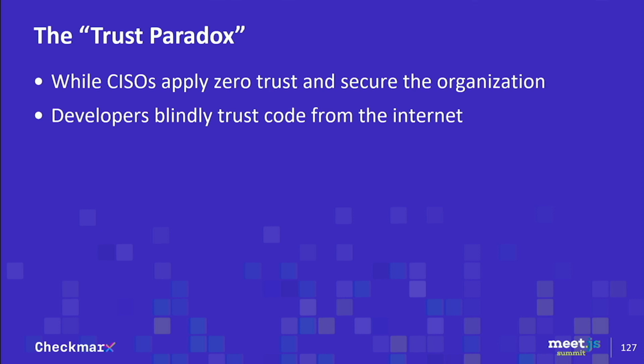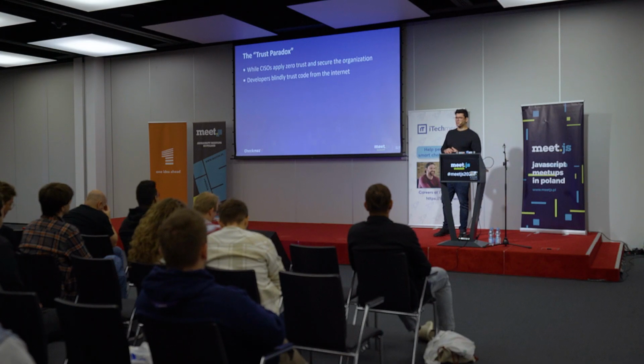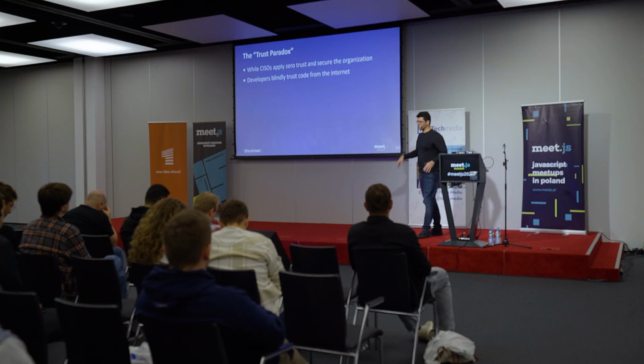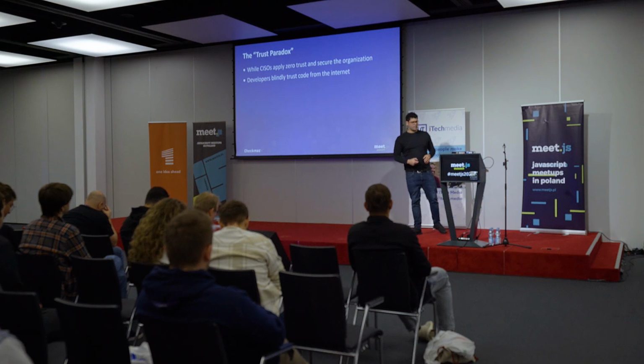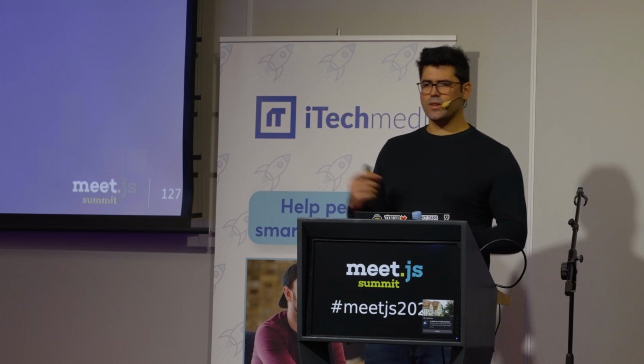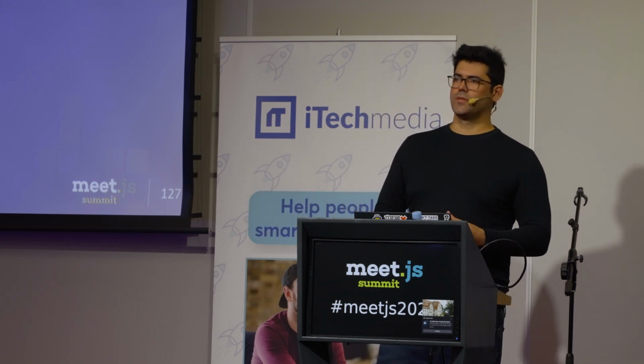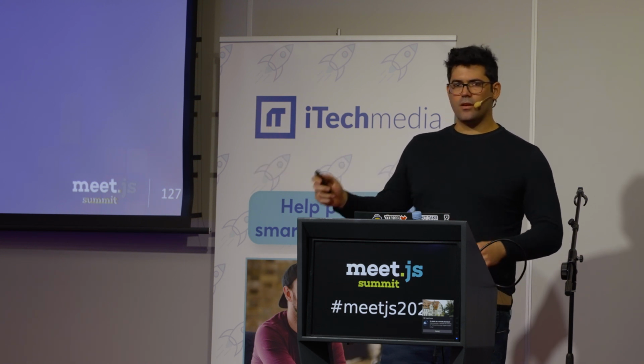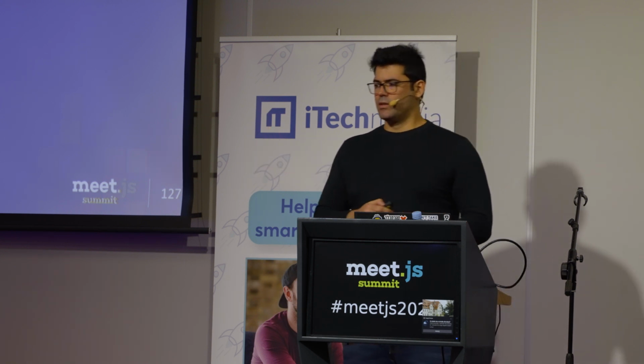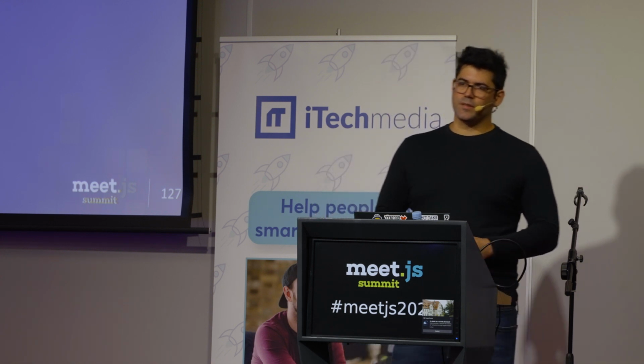Talking with security officers, CISOs, security engineers, they are very much enforcing zero trust. They're closing the gaps in their organizations. And whenever it comes to code packages, if it's on GitHub, no problem. If it's open source, no problem. So there is a paradox: we blindly trust what we get from open source, but other products and services need to go through very, very strict processes.